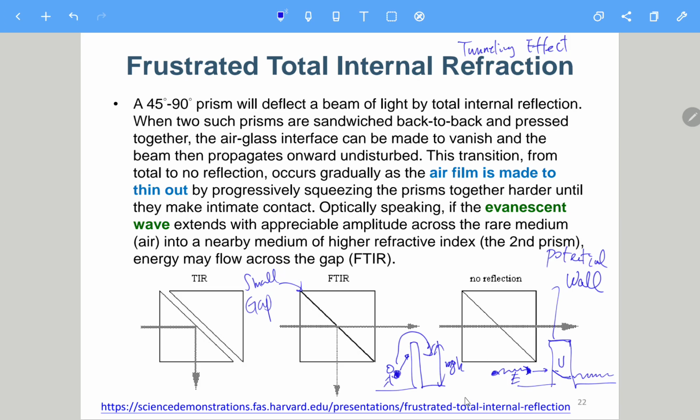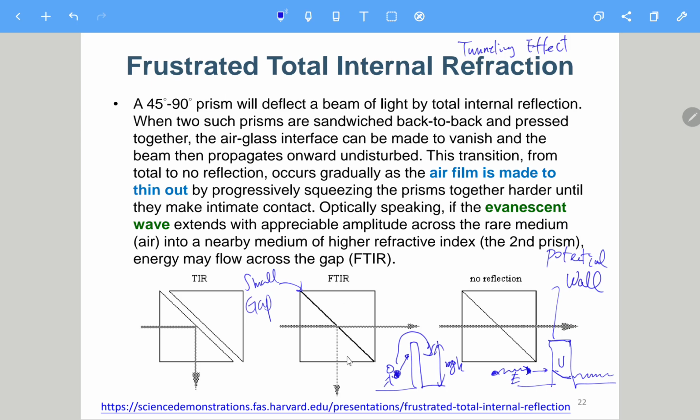But if this gap is small enough, of course, the probability for this particle or the photon to go through is actually exponentially decaying, so it becomes small. So only a small part of the light can go through this gap. But actually some of it can go through, and then there will be light going through this system.